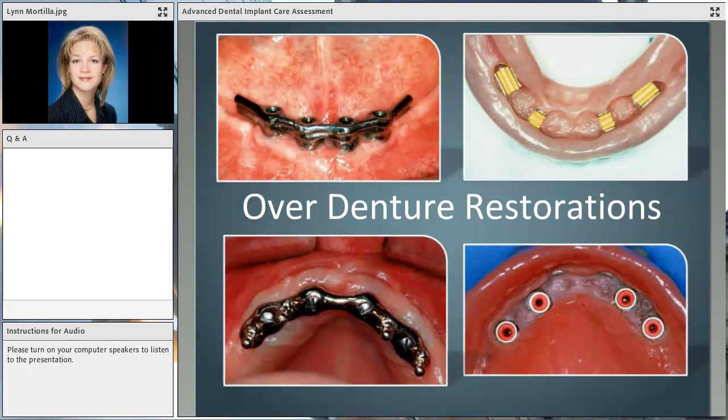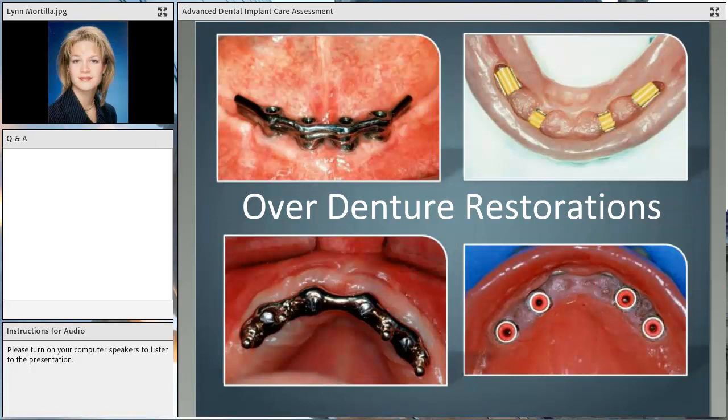The overdenture restoration at the bottom, those are O-ring attachments. And those O-rings fit right onto those metal struts in that bar abutment conjunction there. And you'll notice that they look like little rubber washers, and that's exactly what they are. They are stress breakers, and their purpose there is to absorb stress and load.